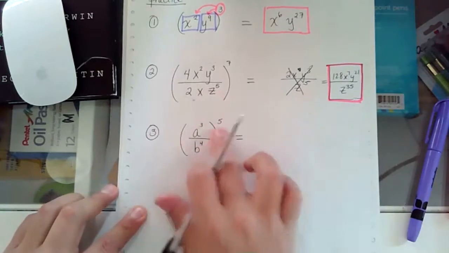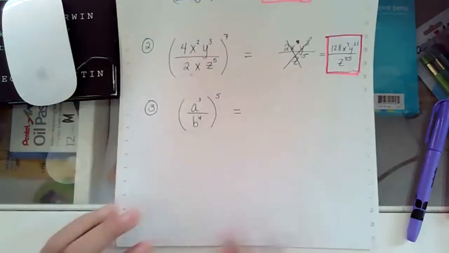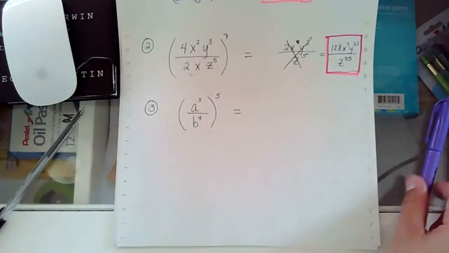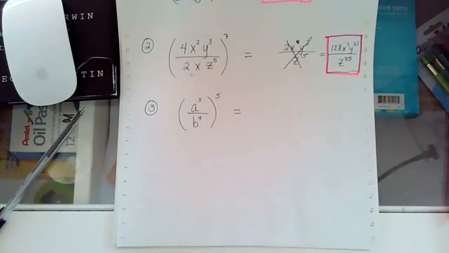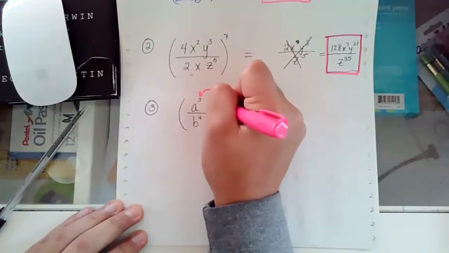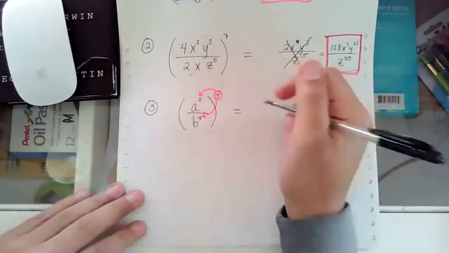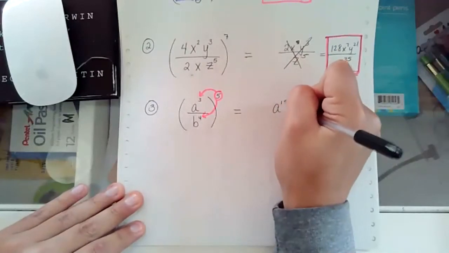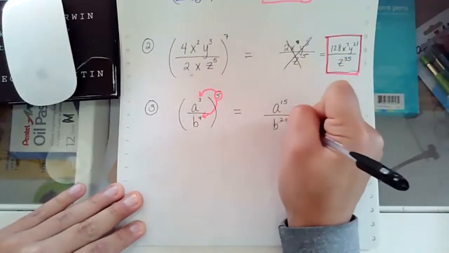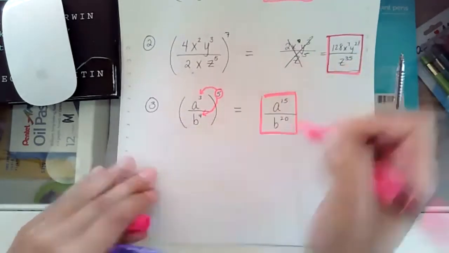Okay, did anybody get an answer for number 3? Did we simplify that one? That one was a little bit more straightforward. Yeah, a to the 15th power over b to the 20th power. Boom.